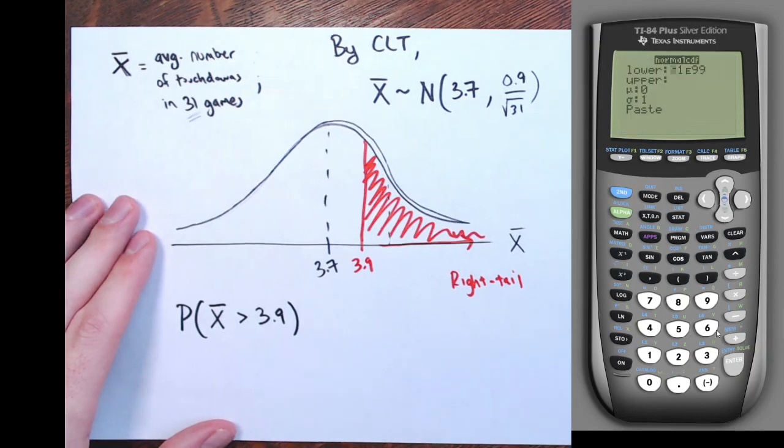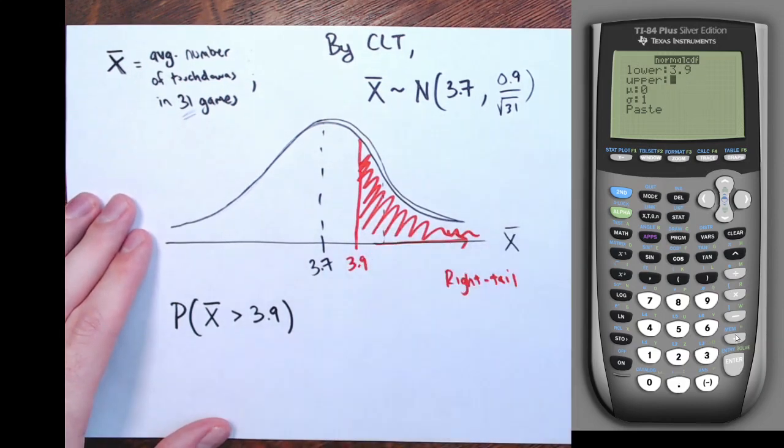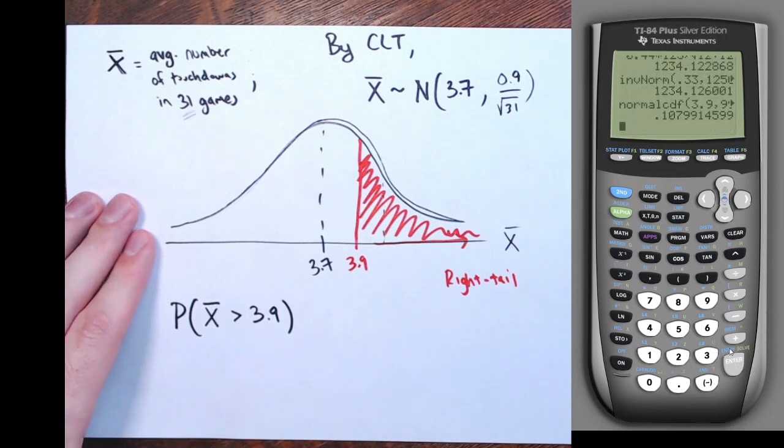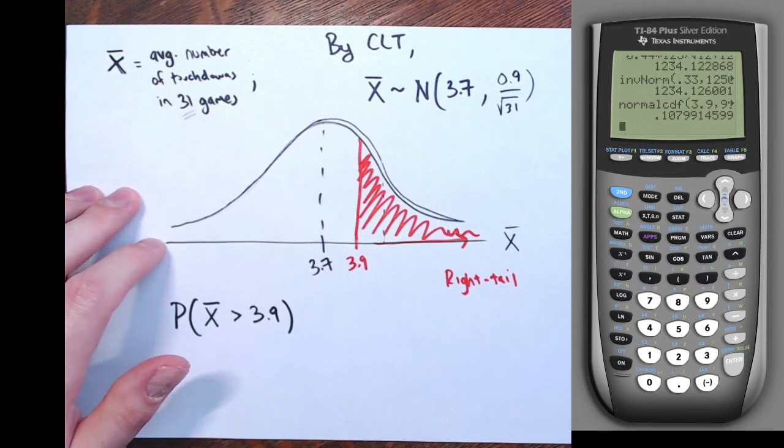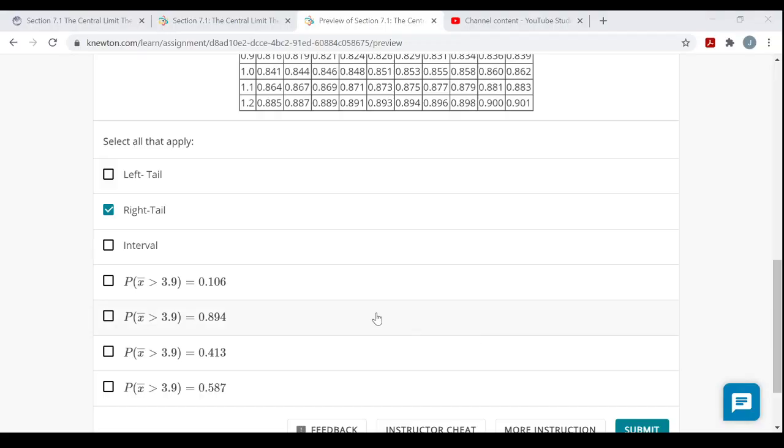Normal CDF. Now the lower value in the region is 3.9. There is no upper value, so I'm just going to put some large positive number, like 5 9s here. The mean is 3.7, and the standard deviation was 0.9 divided by the square root of 31. Just enter it as is, like that. So we're getting about 10.8%. And I said round to 3 decimal places, so 0.108. Now, of the choices that I'm given, the closest to 0.108 is this one.